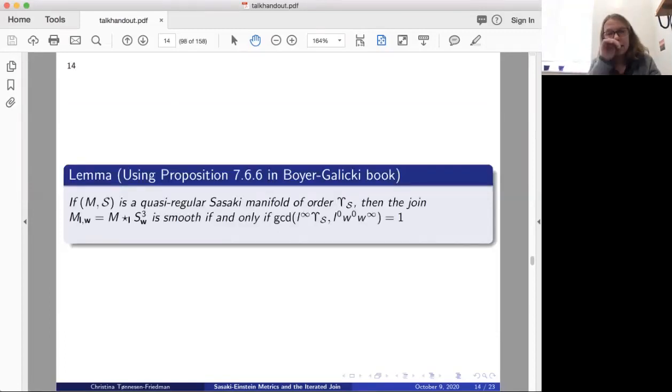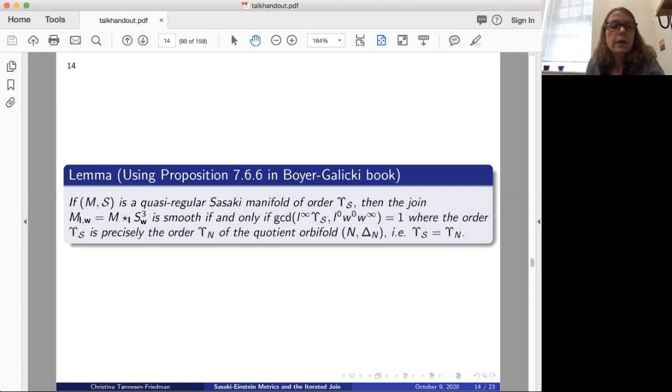And that has to do with the orders relative to the choices of the weights of the S3 and then the choices of L infinity and L0. So here's the condition. The new manifold is only smooth if we have this condition satisfied. Okay, and this upsilon S, that's the order. That is also the order of the base n of the quotient orbifold of the manifold to the, or the orbifold to the left. Manifold to the left, quotient orbifold to the left.